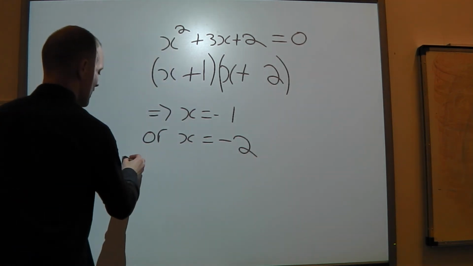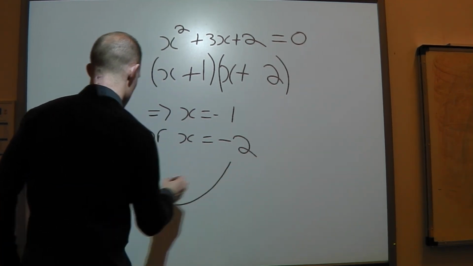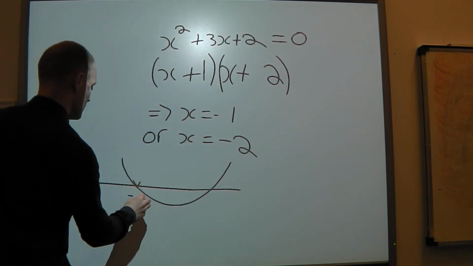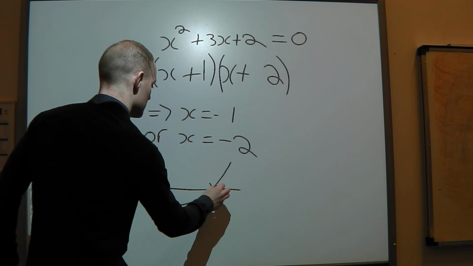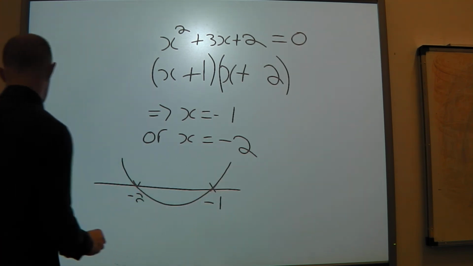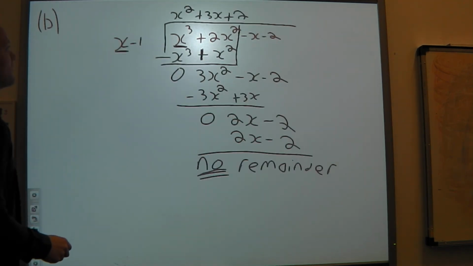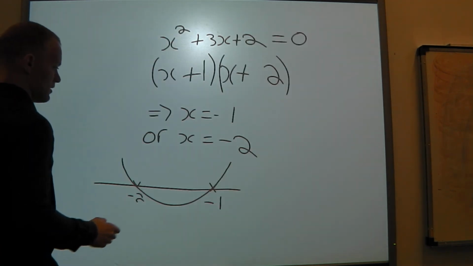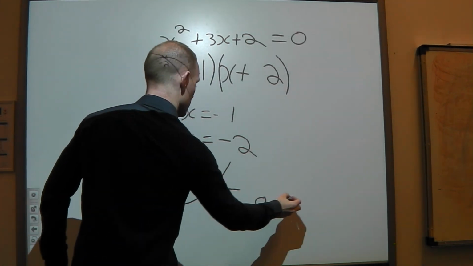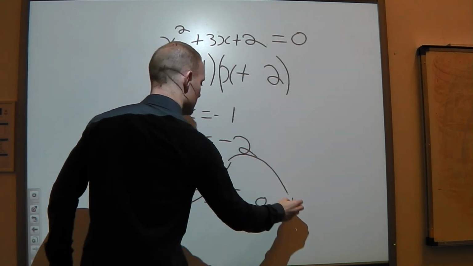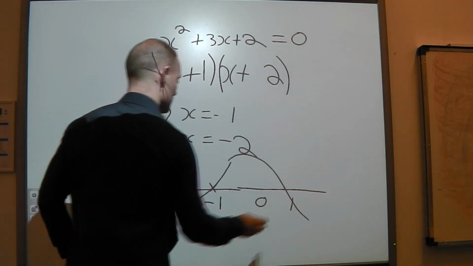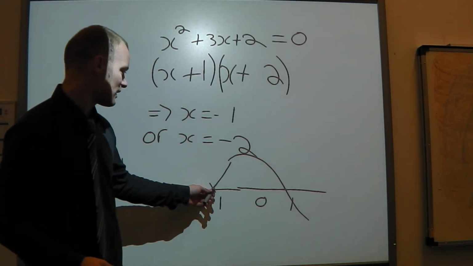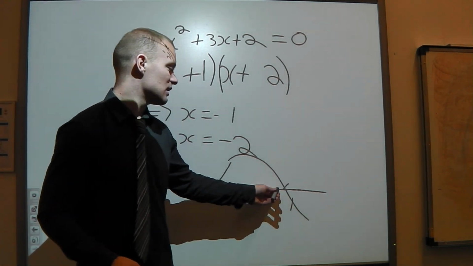So basically when we have the graph here, our x term here is going to be negative 2, and our x term here is going to be negative 1. But we also have x equal to 1 as another factor. So our graph will roughly look like that. These are the factors when y is equal to 0, at x equal to negative 2, x equal to negative 1, and x equal to 1. There are 3 factors.